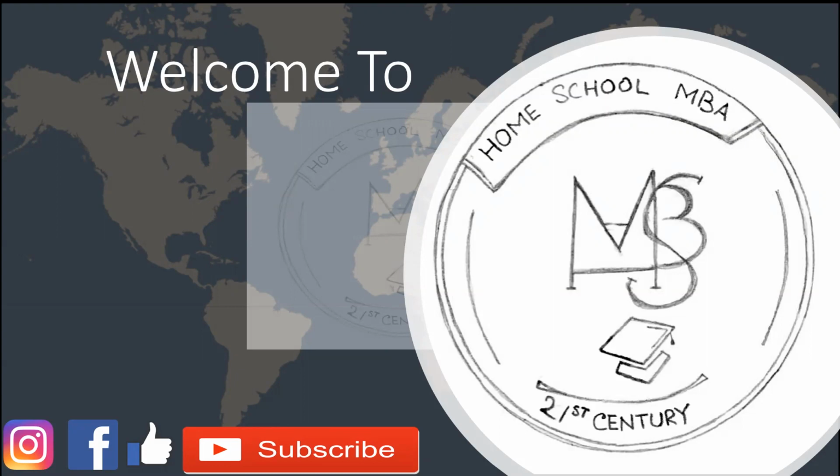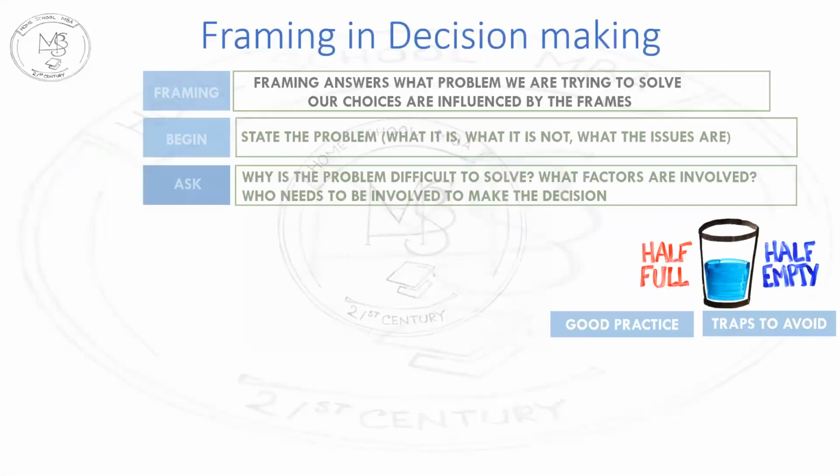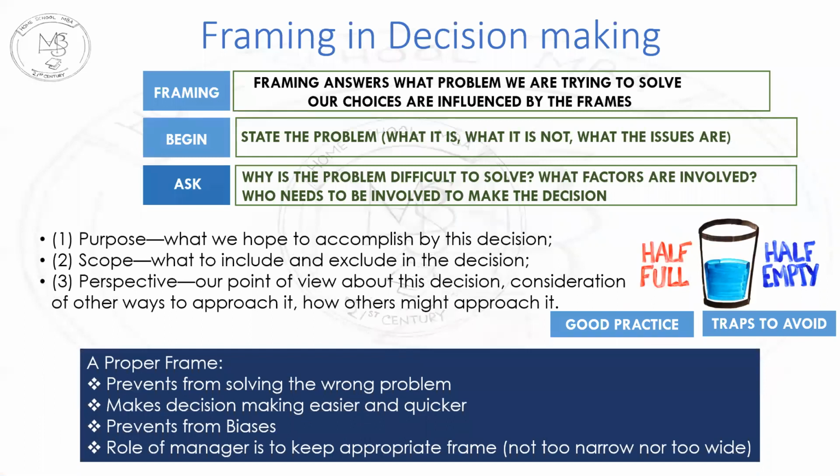Let's get started. So, the agenda today is framing and decision making. I have prepared a one-page slide which talks about framing and decision making. It talks about the definition of framing. How do we plan, begin and ask framing? What are some good practices, some traps to avoid? And what are the benefits of a proper frame?